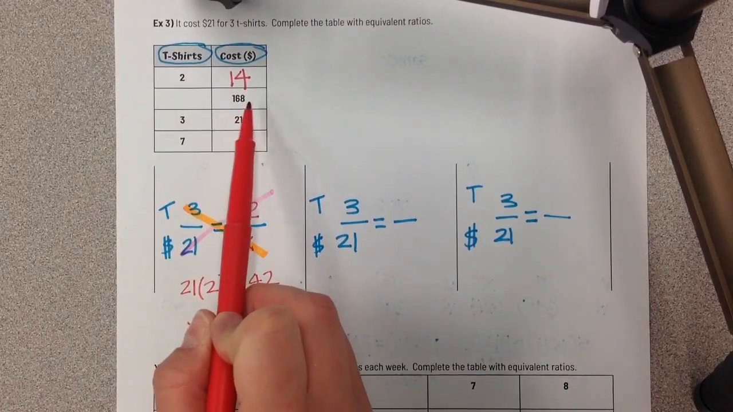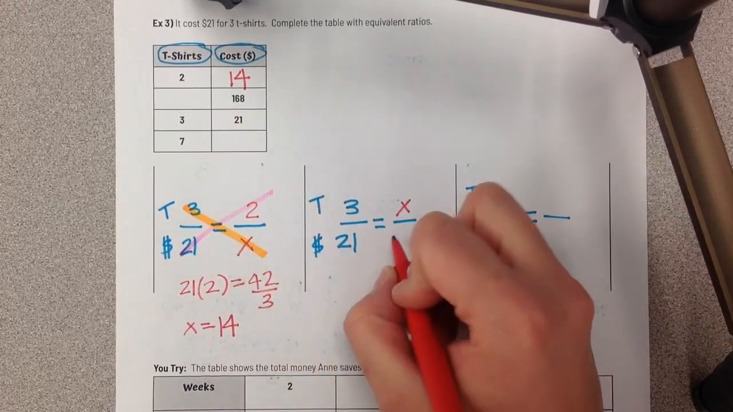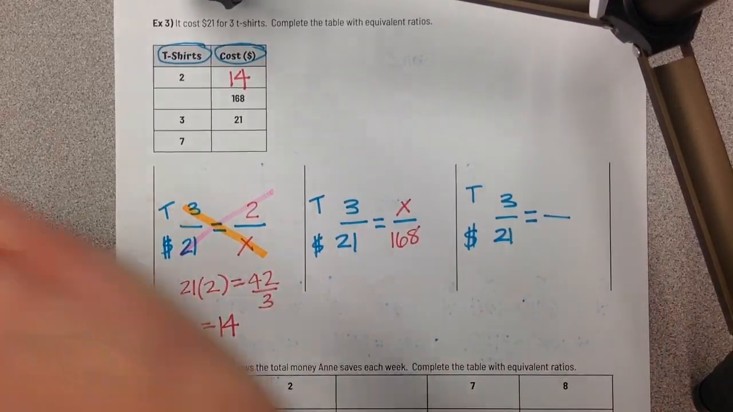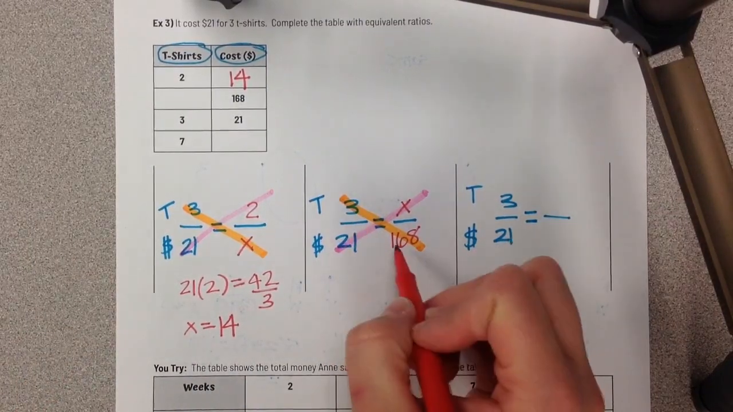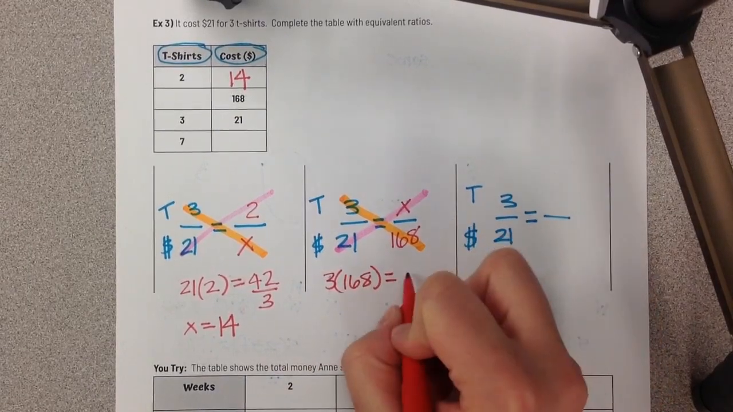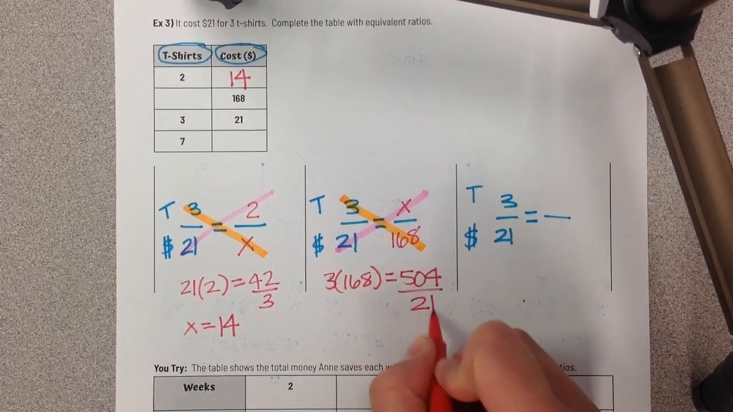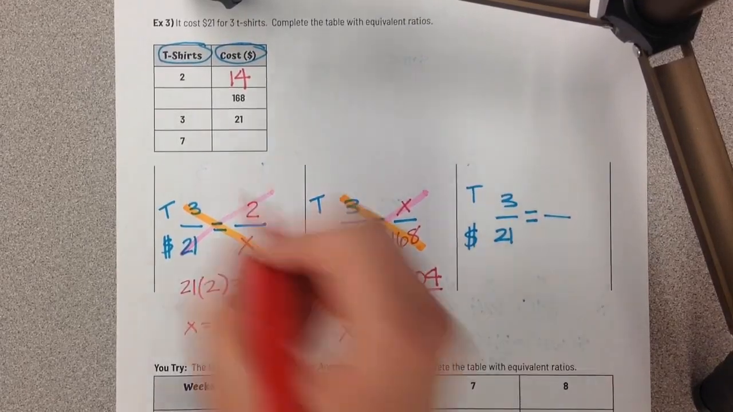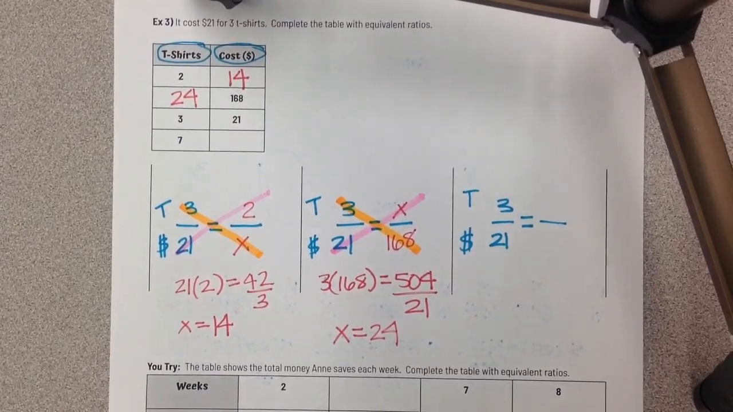For this second row here, I'm not sure how many t-shirts. That's my unknown. And I have $168. So how many t-shirts could I buy for $168? My numbers across from each other are 3 and 168. So I'm going to do 3 times 168, which equals 504. I'm going to divide by 21. So my unknown, my x, equals 24. So I can buy 24 t-shirts for $168.